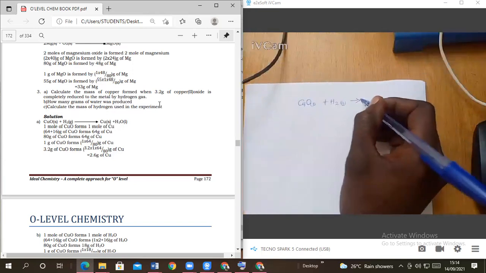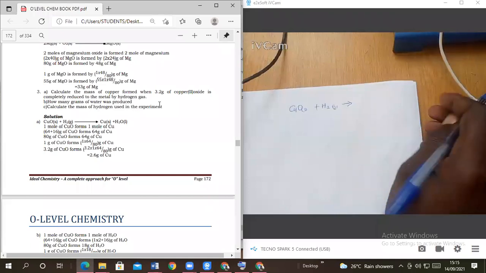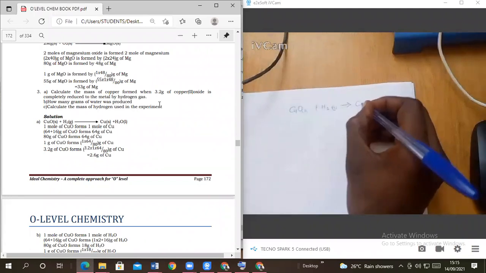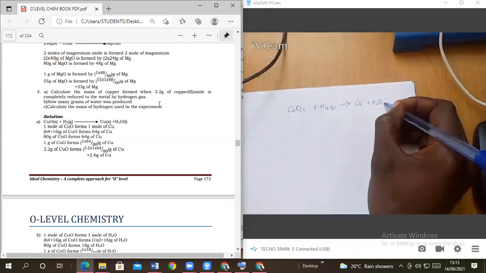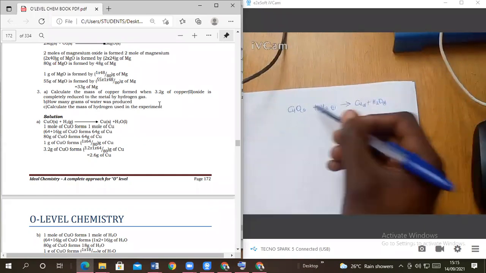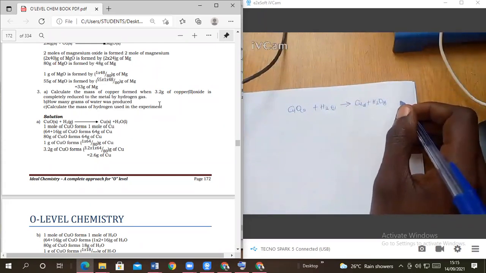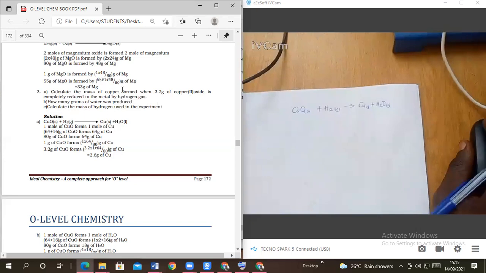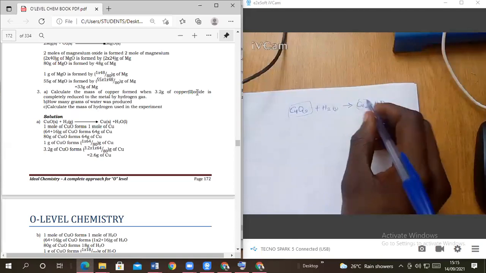So what are the end products? The end products are copper and what? Water. This is a liquid, this is a solid. If you try to balance, 2 hydrogens are there, 1 oxygen, 1 copper. The equation is balanced. 2, write the mole ratios of what concerns. They want the mass of copper. They have given you copper oxide. So you consider this and this one only.